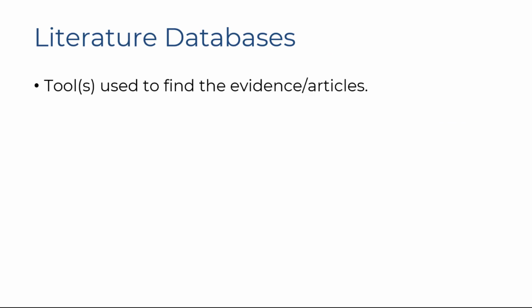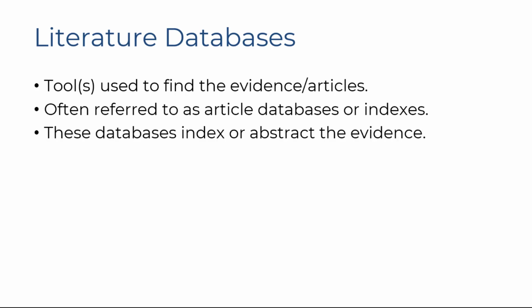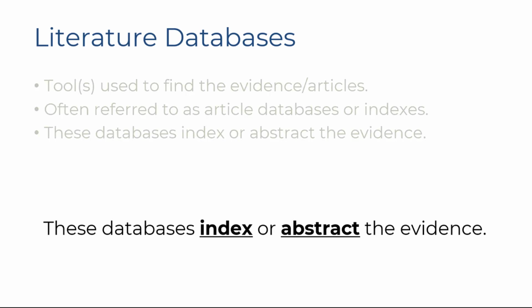So the literature databases are tools used to find the evidence in the articles. They're often referred to as article databases or indexes, and these databases index or abstract the evidence. So what does that mean?